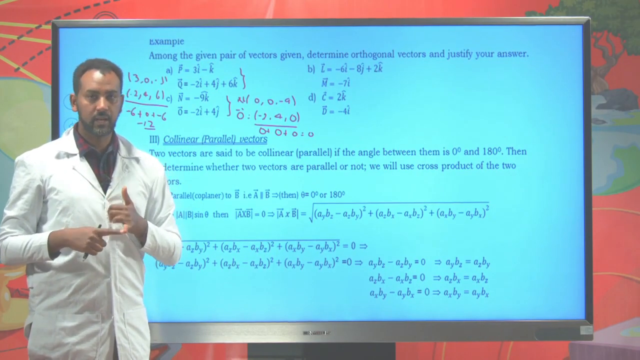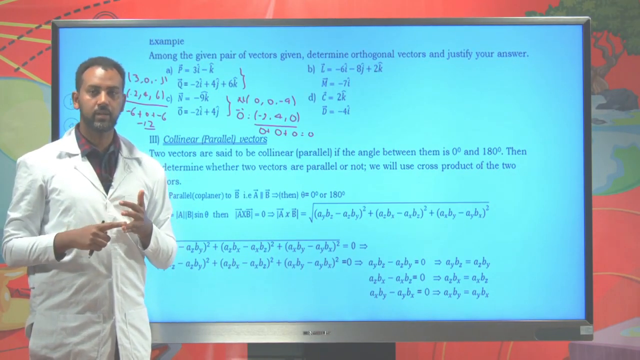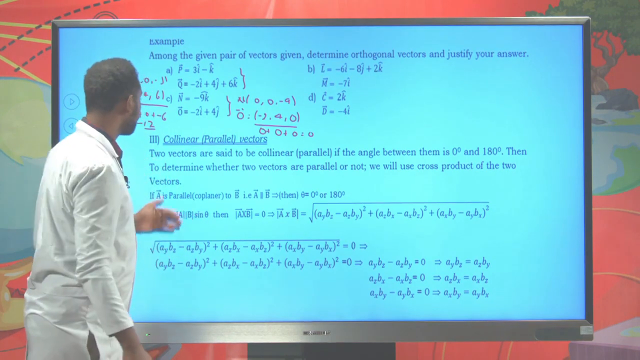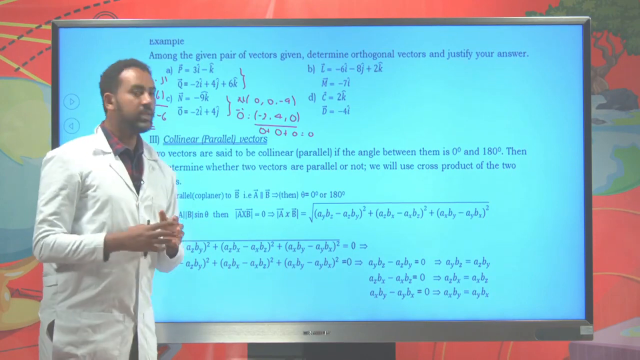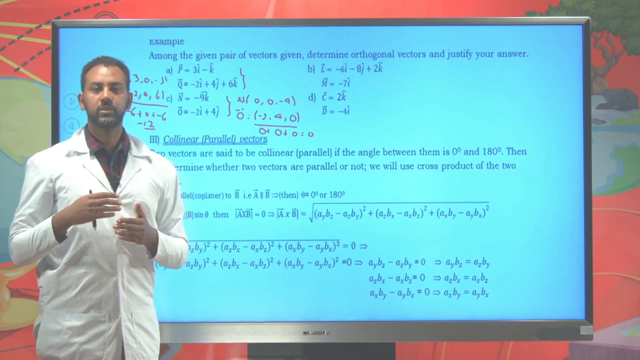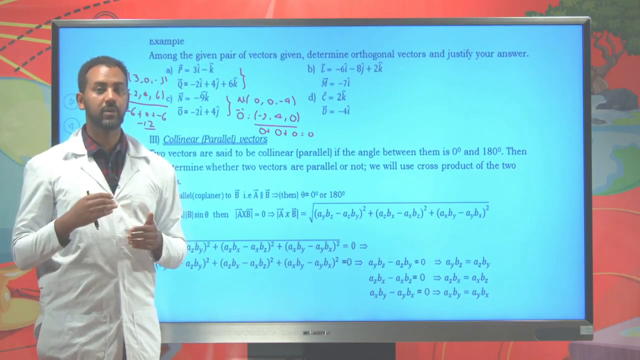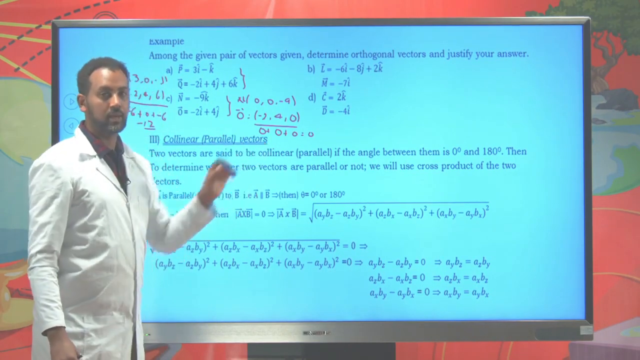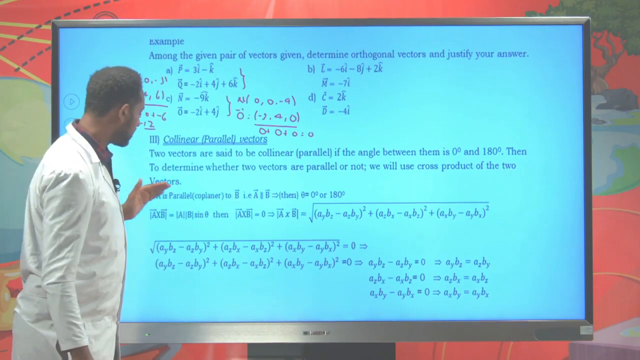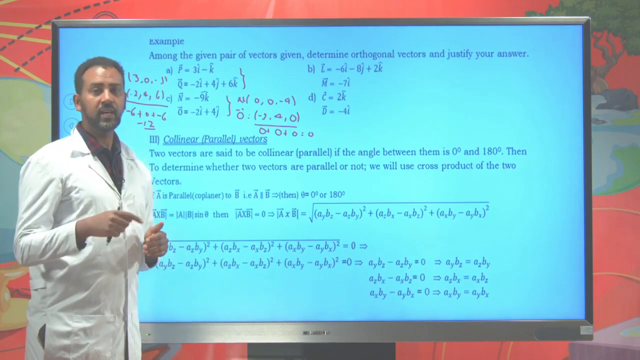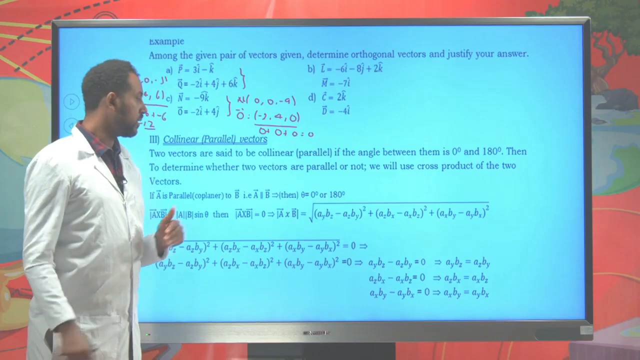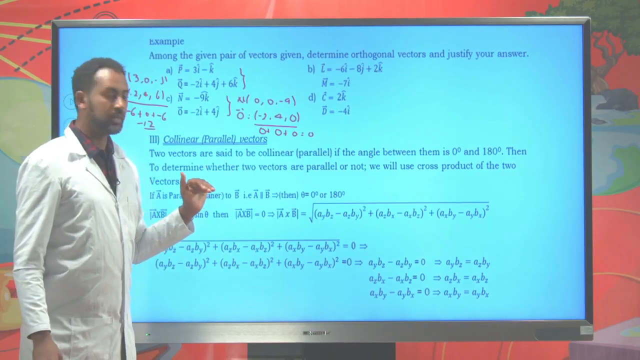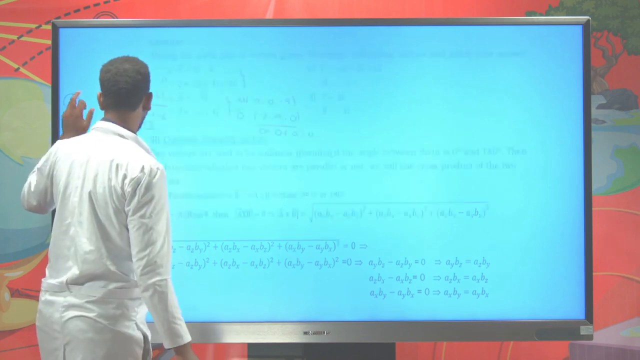Previously, we have said that the scalar projection is one way, and the other way is to find the orthogonality of vectors. The other point is collinearity, or we can say that it's possible to check whether two vectors are parallel or not. How do you determine whether two given vectors are parallel or not? We should use the cross product. If the cross product of the two vectors gives us 0, it means that they are orthogonal or collinear vectors.